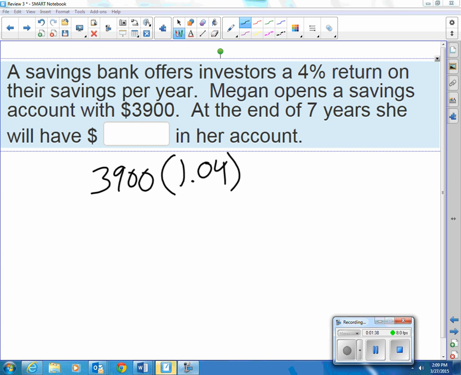4% is 0.04. And we're going to leave it there for 7 years, so raised to the 7th power equals $5,132.13. I don't think we'll need to put in the cents.